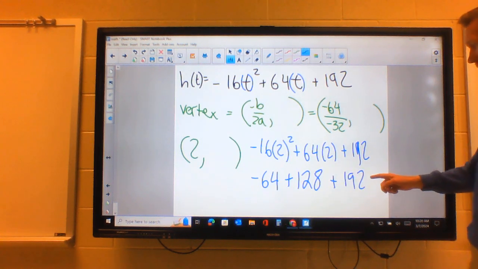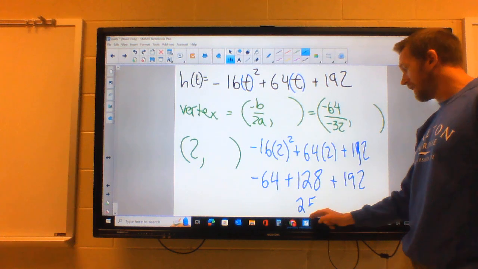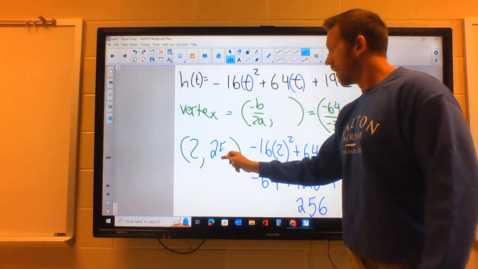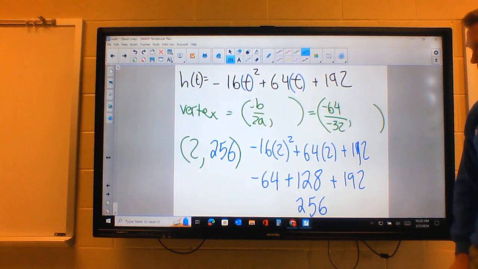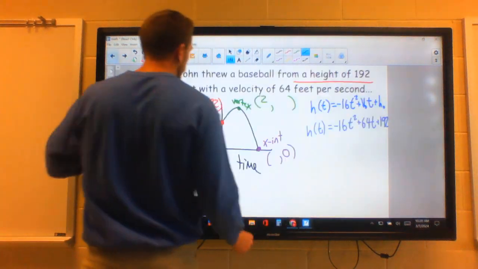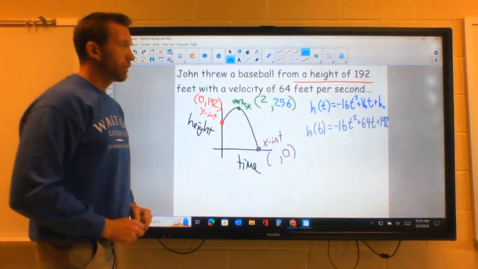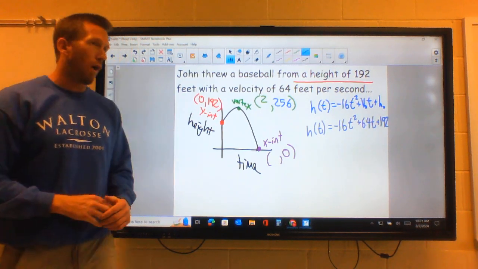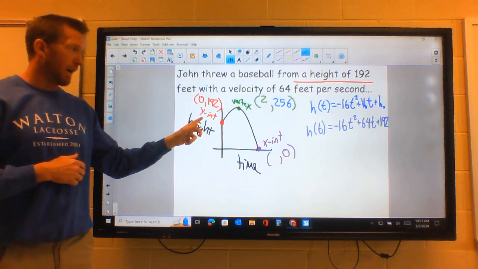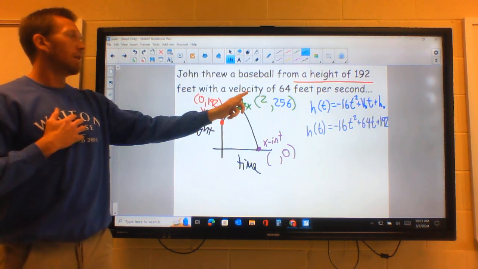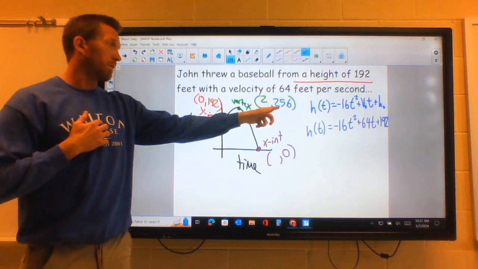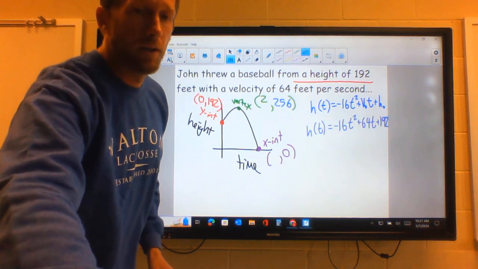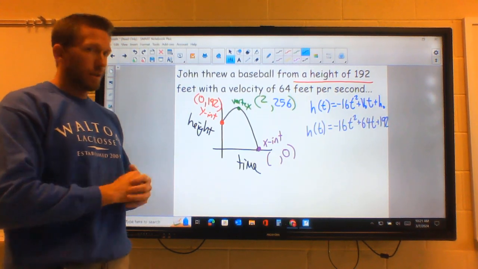Okay, so what is that? 64 plus that is 256 maybe? Is that it? Hopefully, I'm getting a thumbs up from people. 256, boom. So now we have our vertex, (2, 256). Which essentially means it took 2 seconds to get to a maximum height of 256 feet. So far we have learned at 0 seconds, our y-intercept shows us an initial height of 192. At 2 seconds, we've now reached our maximum height of 256 feet, and now we need to find our x-intercept. That will tell us how long it takes until it hits the ground.